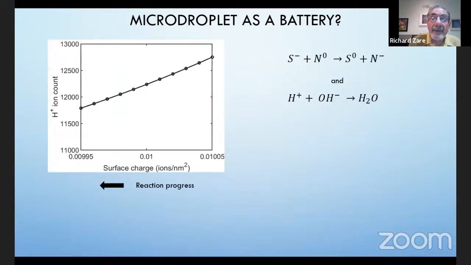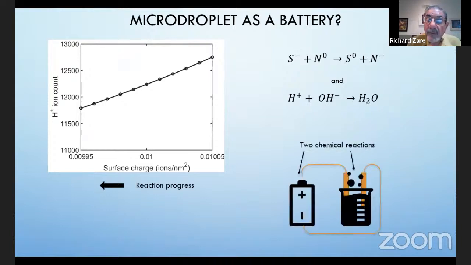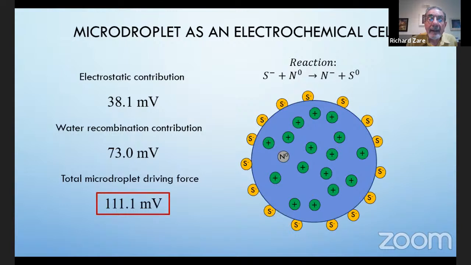And we're going to do the microdroplet in some sense now as a battery for driving this process. And here you have 2 chemical reactions, one driving the other. And I'm telling you, we're going to drive H plus and OH minus to recombine to form water as we change the system. And when we do this, we find, at least to my surprise, that 73.0 millivolts were produced by this process. There's a lot of energy when H plus and OH minus combine to form water. And so if you put the two together, you find out that you now get 100 millivolts driving this reaction.